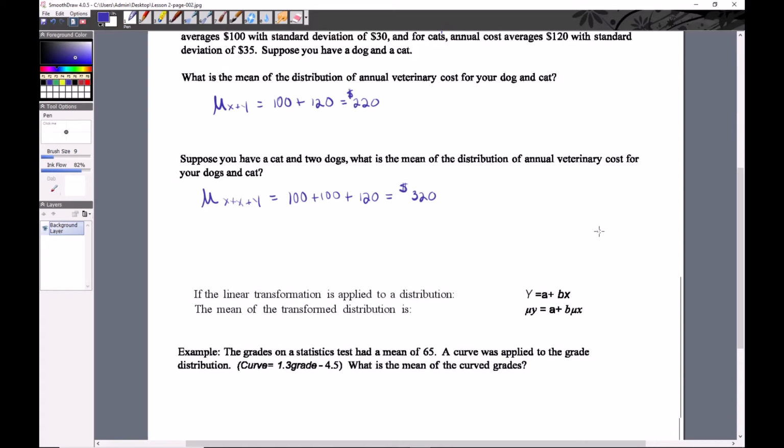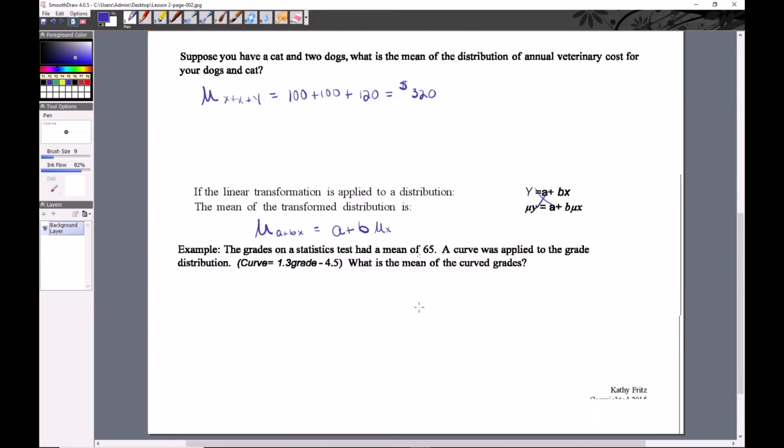All right, a linear transformation. Let me just, again, maybe put in my own formulas here. Maybe they'll make a little bit of sense. So the mean of a linear transformation, so I'm going to just put a plus bx. That is a symbol for a linear transformation. That's just going to be a plus b times mu of x. So it's really, really simple.